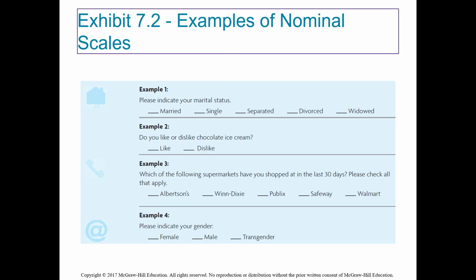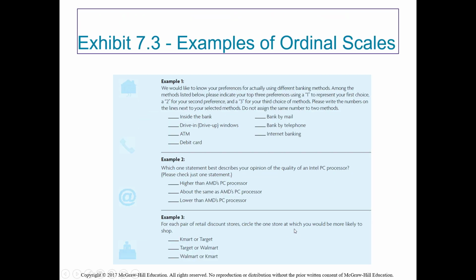Now, let me give some examples of nominal data. This was from when I taught marketing research. Indicate your marital status. Do you like or dislike chocolate ice cream? That's a binary variable, you've got a true or a false. Binary is a special case. In some cases, you may want to treat it as having an order, but generally it's considered nominal data. Which of the following supermarkets have you shopped at in the last 30 days? And again, please indicate your gender. This is probably a little bit out of date. Maybe you would put non-binary, maybe you would put other.